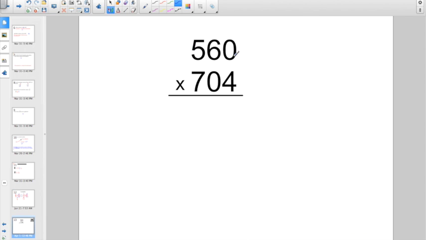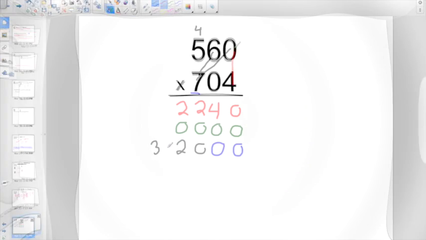560 times 704. I cannot stress enough on the test, set this up on a scratch piece of paper. 99% of the problems I see on these is people trying to cram it into a little itty bitty workspace and writing too sloppy and making silly mistakes. Let's go ahead and start multiplying.